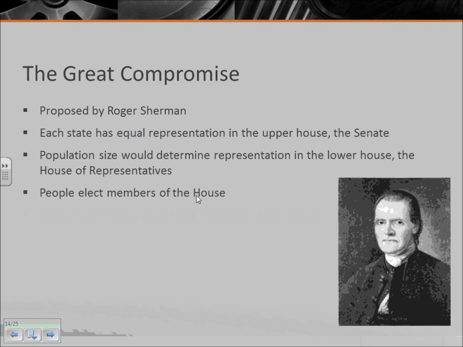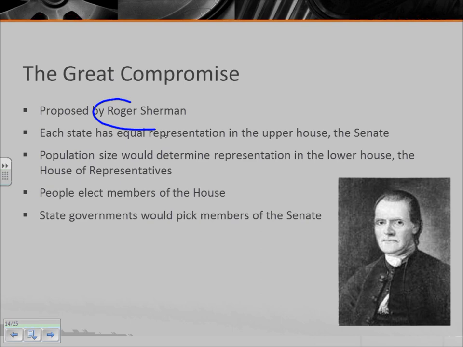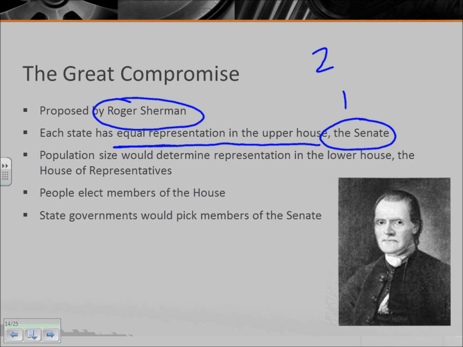It's going to be established by Roger Sherman. He's going to present it, and people are going to follow suit. Each state's going to have equal representation in the upper house, the Senate. This is why today we send two senators from each state. Population size would determine the representation in the lower house, which is the House of Representatives. And today, our representatives are based on our state population.